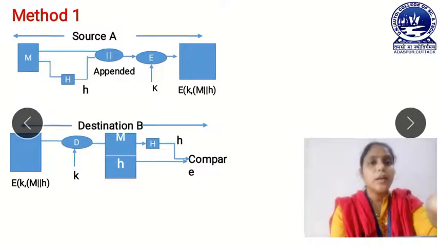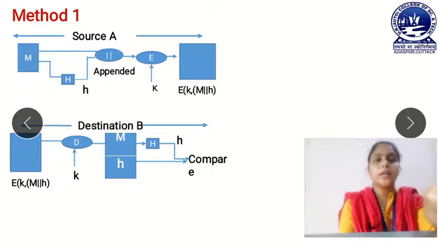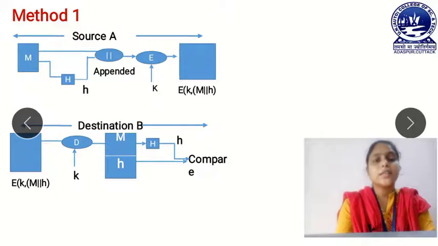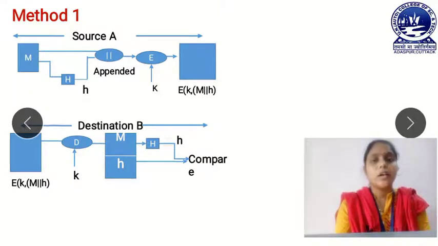In method 1, this key, that is K, which is used for encryption, is also used for decryption. That means both source and destination share a secret key for encryption and decryption. Now look here, this is the actual message which is transmitted over the network. That means when this message is transmitted over the network, if there is some attacker in the network, then the attacker takes this message. When the attacker takes this message, the attacker wants to decrypt it and generate the plain text or the original message.